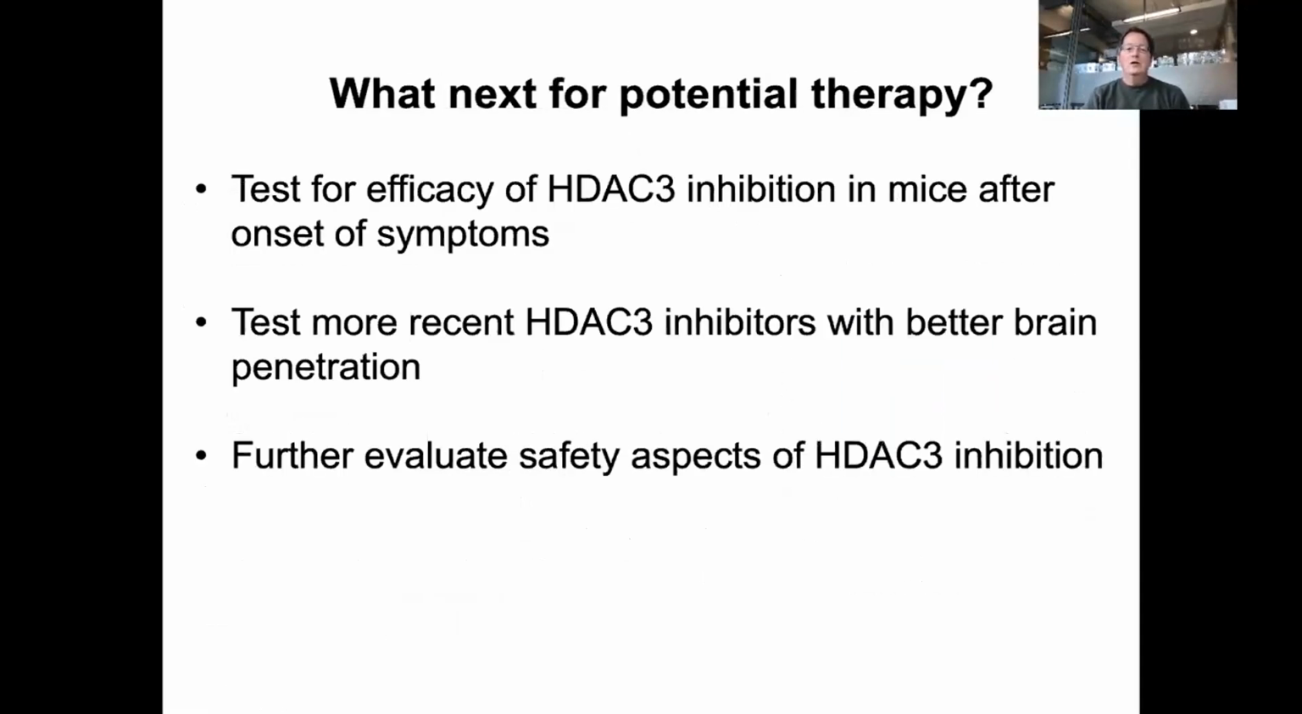So where could this go next? The first thing I'd suggest is to try the same experiment looking later in the disease progression, after the onset of symptoms. So does 966 slow or prevent the deterioration once symptoms have initiated? The second point is that there are now more recent HDAC inhibitors with even better brain penetration than 966. In principle, we could use those at lower doses and therefore potentially reduce any toxicity. And the third point is to understand in much more detail what the safety aspects are of these different HDAC inhibitors in these mice.